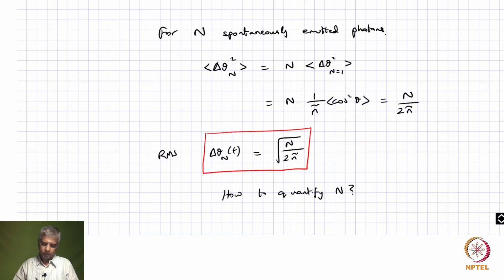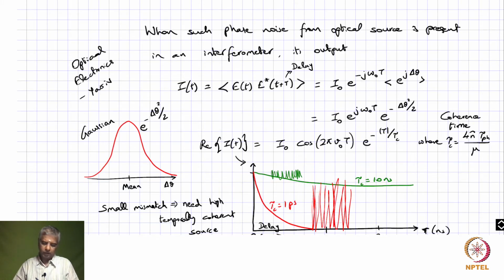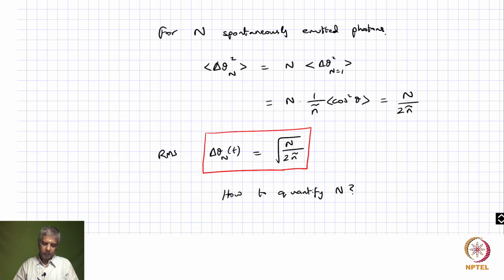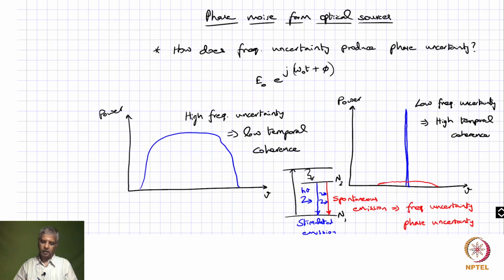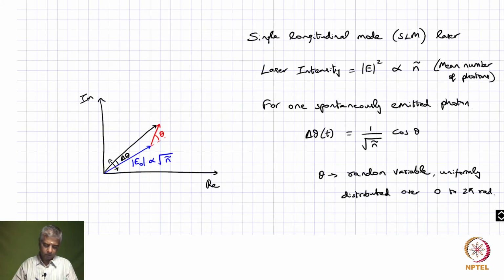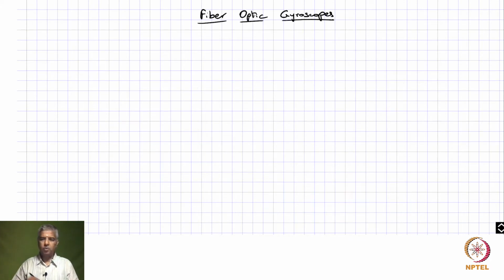How do we overcome some of those challenges there? And then of course finally we got around to defining that the fundamental limitation as far as any phase measurement is concerned is actually the phase noise from the optical source itself. Okay, so that's where we are now.